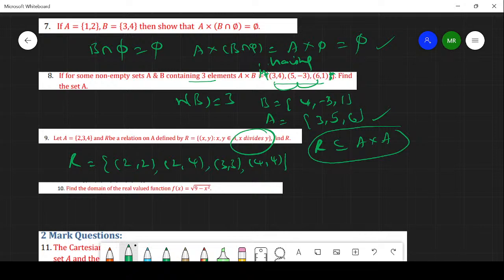So this is our set that they are asking here, where x divides y. That is the required set: 2 divides 2, 2 divides 4, 3 divides 3, 4 divides 4. So this is the required set. They are asking this one only. I hope you understood this.